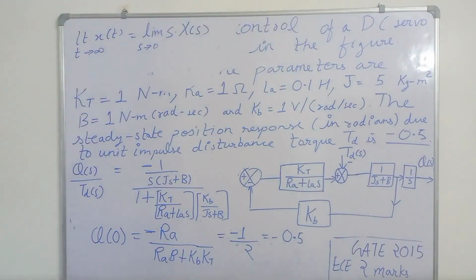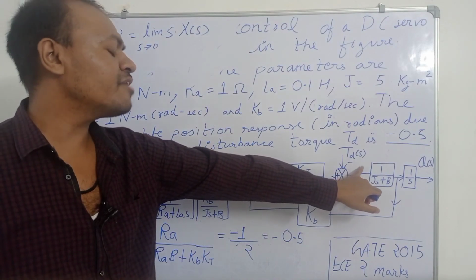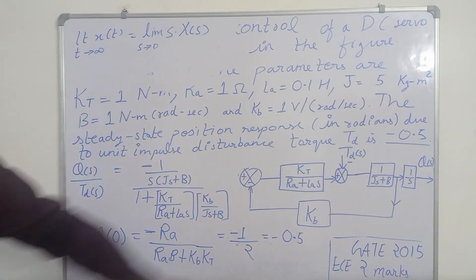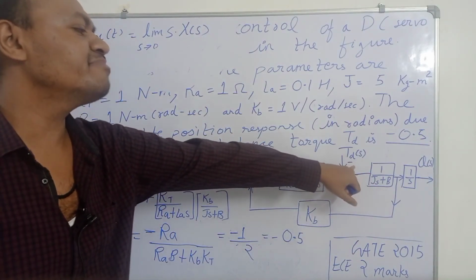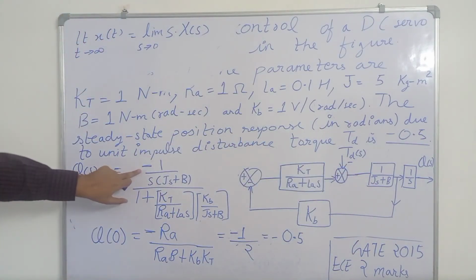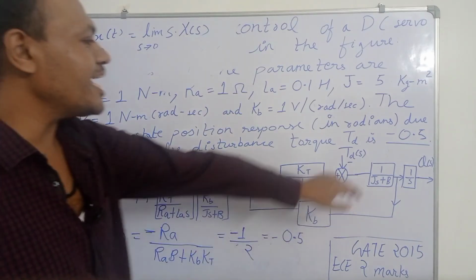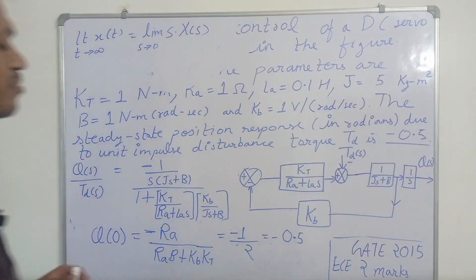Okay, so this was a silly mistake. Avoid these kinds of mistakes in exams, because this Td was given with a negative sign, so we have to include the minus sign here. I hope you got the mistake. These mistakes can easily be made by students, and they can cause errors. This was a numerical answer type question, so the answer will be minus 0.5.